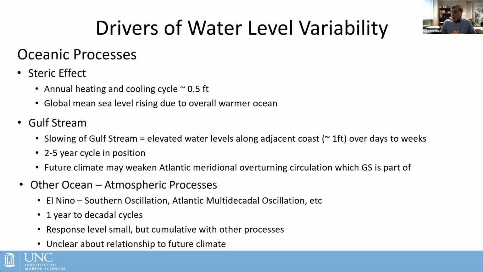And then there are a number of other processes that we may be familiar with some of the names: El Nino, the Atlantic multi-decadal oscillation and whatnot, combined ocean and atmospheric processes that have cycles that range from a year to decadal in nature. Individually, their responses on water level may be small, again in the inches category, but cumulatively, they can become significant. A lot of work is being done to try to better understand how future climate is likely to impact these, but I think that research remains fairly nascent. And the point is that these are all processes that together contribute to the variability of water level along the North Carolina coast.